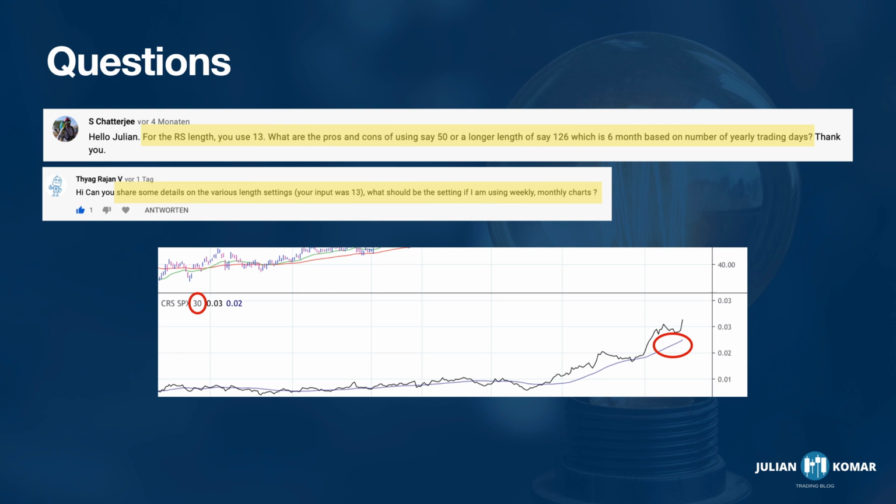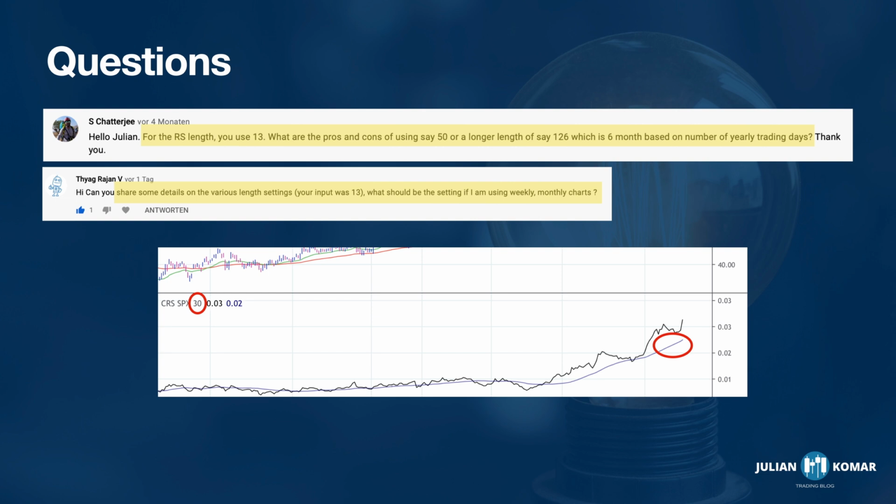Okay, so let's look at two questions which ask almost the same, and this is about the settings number behind the SPX. If you add the RS line to TradingView, you can also show a moving average on the RS line. This is the blue line you see here in the picture. I personally don't use it. I only added the moving average here for you to answer that question.